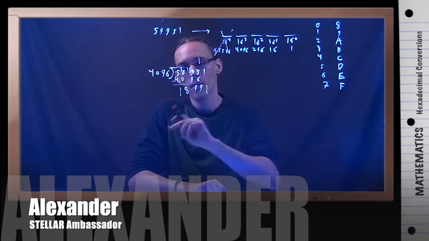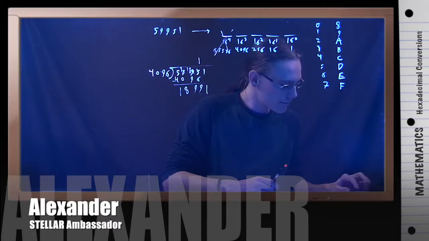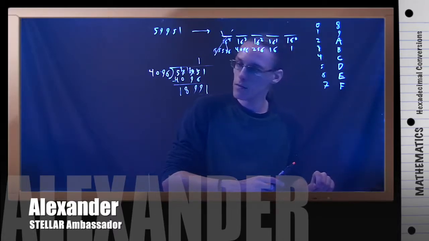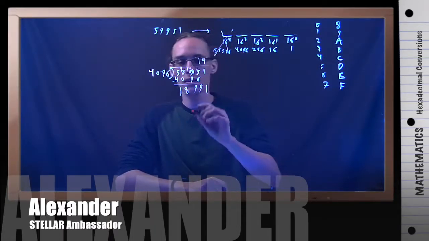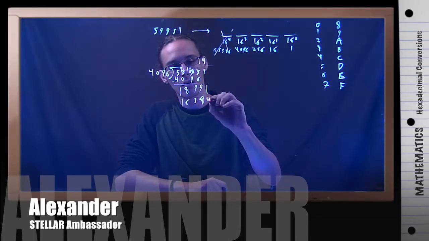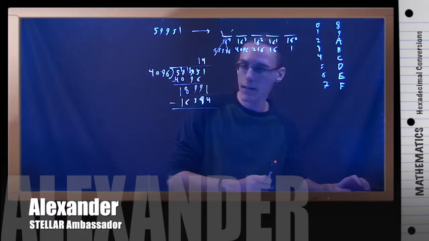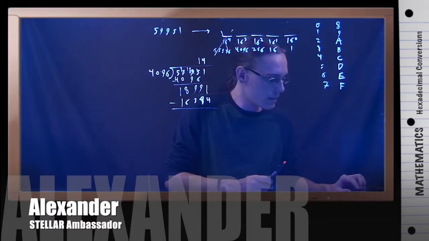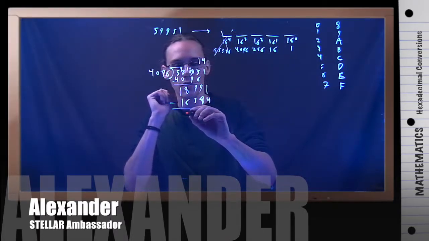Carry the 1. Let's see how many times 4,096 fits in. That's going to fit in 4 times. And that's going to give us 16,384. Do this subtraction. I'll go ahead and use the calculator since I got it right here. So 18,991 minus 16,384. That's giving me 2,607.